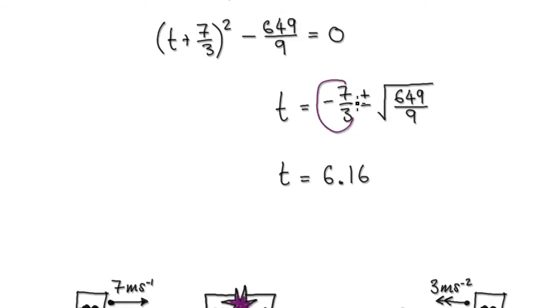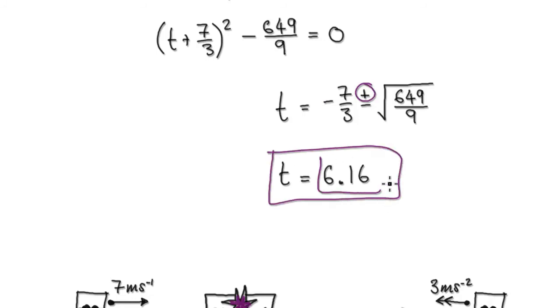You're going to get this thing, take away this thing, which will give you a negative answer, but we don't care about negative time. As far as we're concerned, we can't travel back in time. So we're going to discard the negative version of time and just consider the positive version. Well, the positive version would be 6.16.